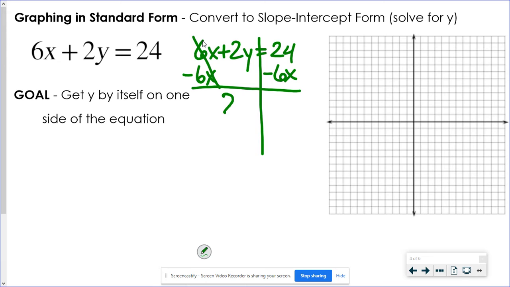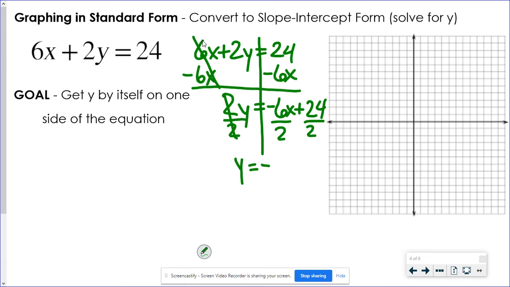And remember, for slope-intercept form, I know technically I could say 24 minus 6x. That's not how I want it to look. I would rather have it look like negative 6x plus 24. And then I'm almost done, but I don't want 2y. I just want the y. I want to get rid of multiplying by 2, which means I'm going to divide by 2. But everybody gets divided by 2.